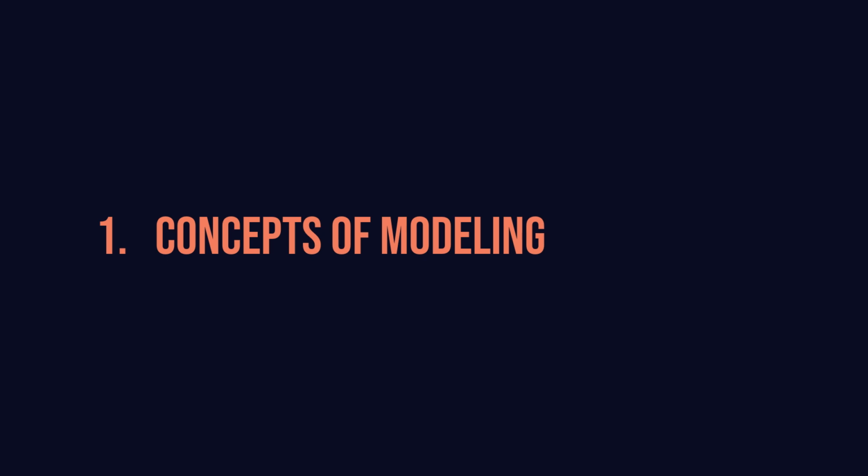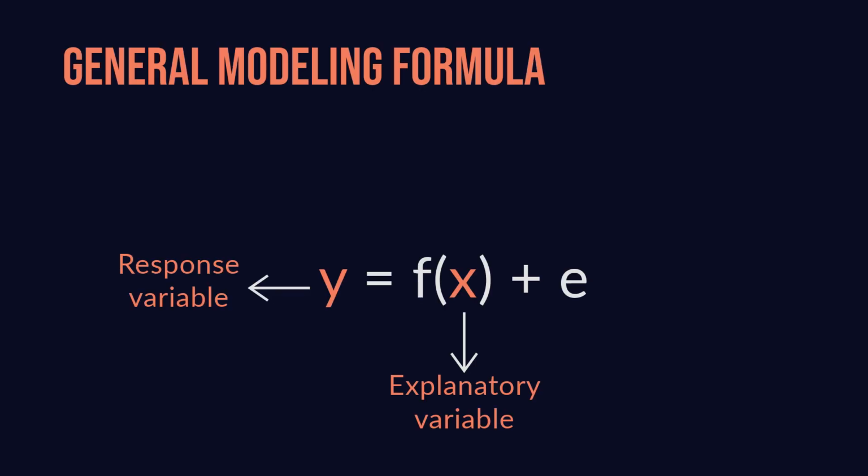Concepts of modeling. Modeling is regularly used in causal inference and statistical data analysis, and nowadays it is used in machine learning and training artificial intelligence. Let's look at a general modeling formula. In this formula, y is a function of x. Y is called the response variable and x is called an explanatory variable.